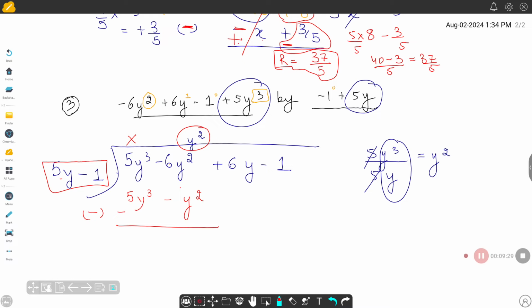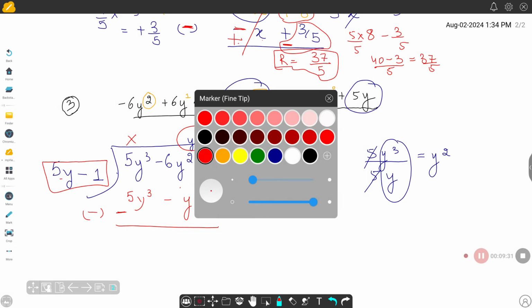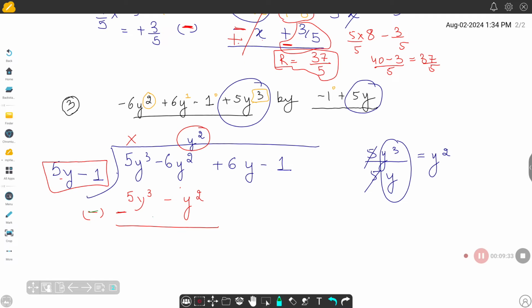So here minus, and then here minus becomes positive. So it will be cut, and then minus 6y square and plus y square, the new sign, or plus 1 y square. So minus 6 plus 1 is minus 5y square. Carry the 6y as it is.